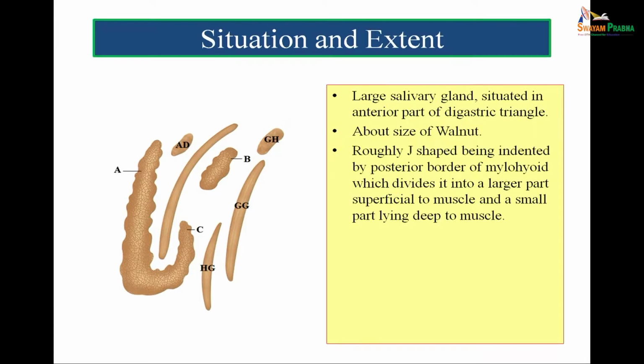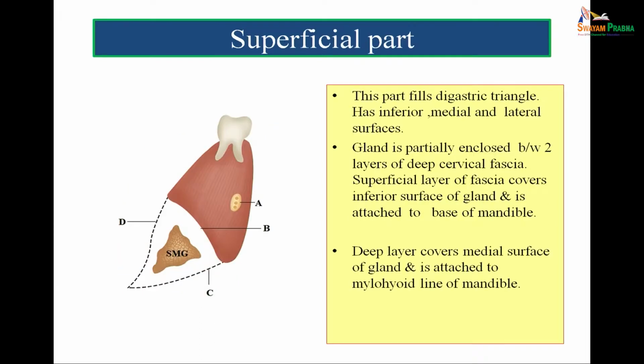So this gland is J-shaped and it is indented by the posterior border of the mylohyoid muscle as shown in the figure. A is the superficial part of the gland, C is the deep part of the gland, and the mylohyoid muscle is not labeled here, it's indenting the gland. AD refers to the anterior belly of digastric, B is the sublingual gland, GH is the geniohyoid, GG is the genioglossus, and HG is the hyoglossus muscle. So the situation and extent of the gland are described in this slide.